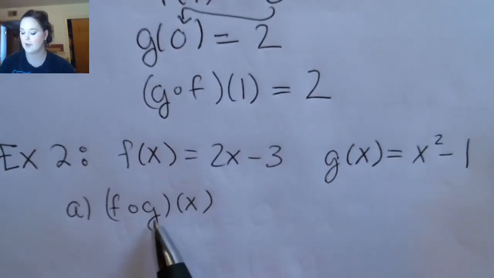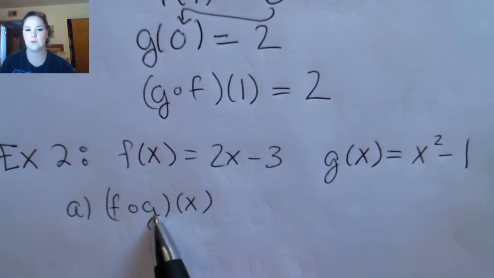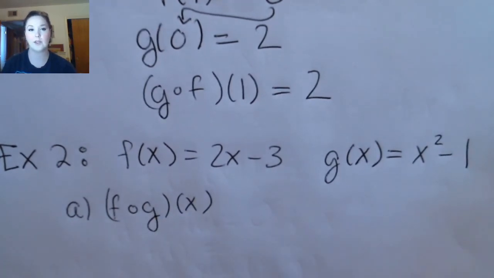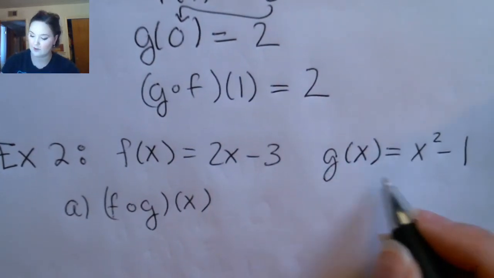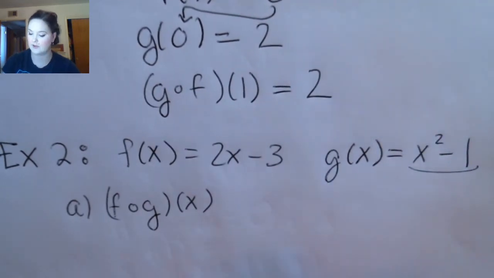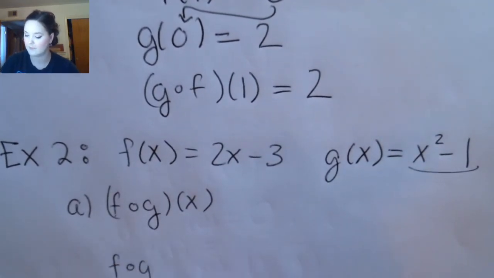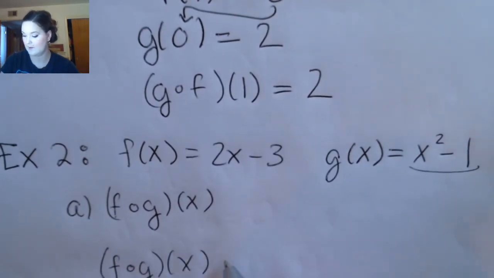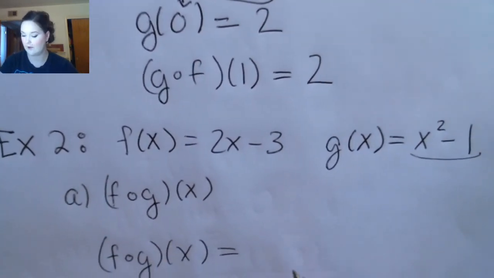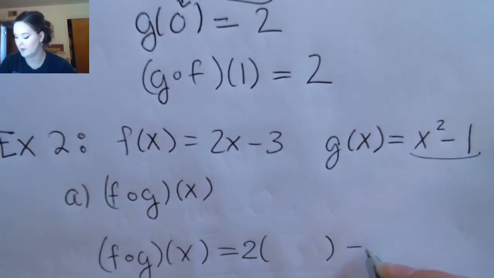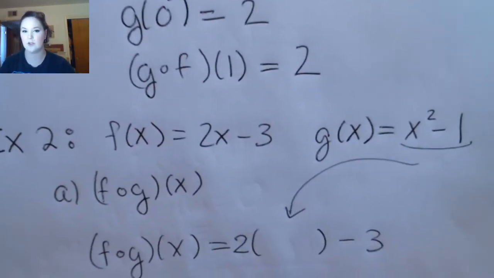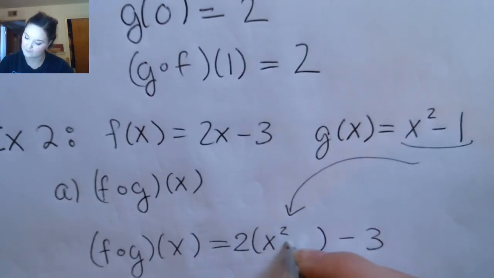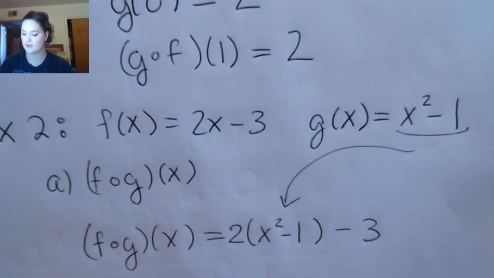If we have f composed with g, that means you would plug something into g, and then you would plug that answer into f. Because we're not plugging in a specific value, we're plugging in everything from g. So we're going to take the whole function g and plug it into f of x. We're taking the function f of x, which is 2x minus 3, and plugging in the function g of x. And then we're just going to simplify this.